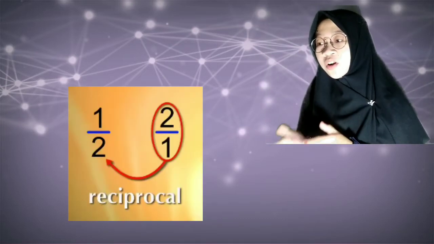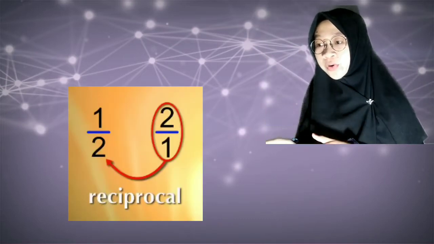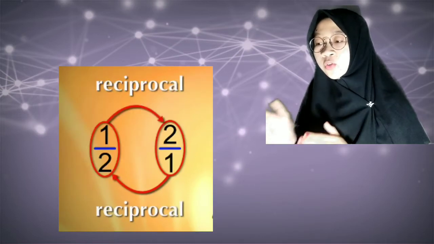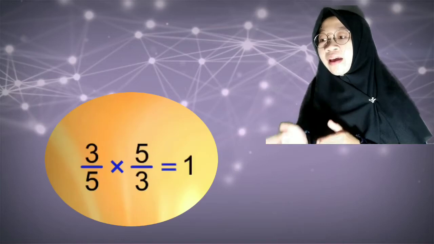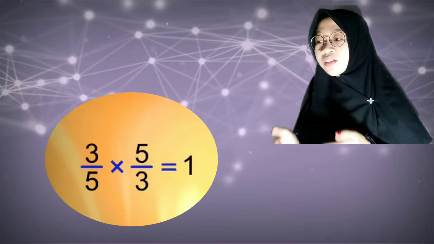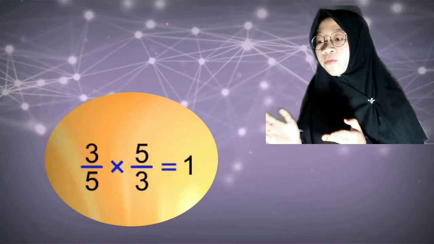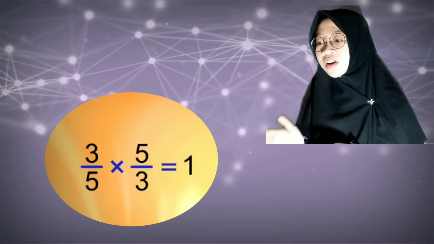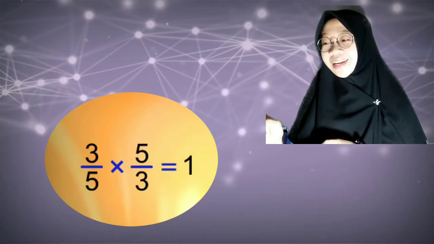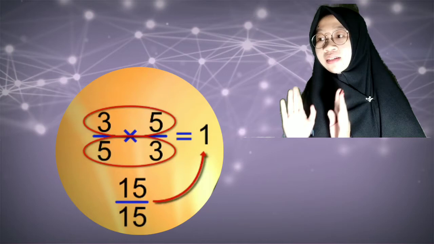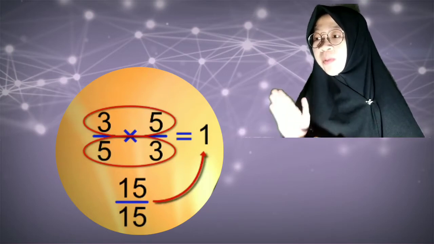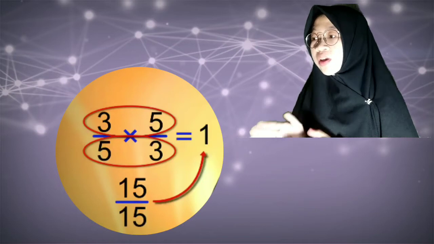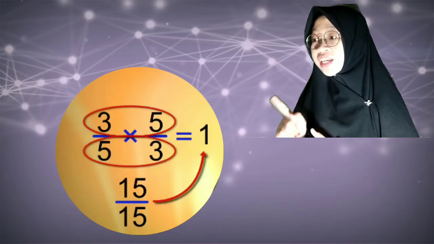2/1 is the reciprocal of 1/2, and 1/2 is the reciprocal of 2/1. And an interesting thing about reciprocals is multiplying a fraction by its own reciprocal will always give you 1. That's because you will have the same multiplication problem on the top and bottom. So, you will end up with a whole fraction which is always 1.